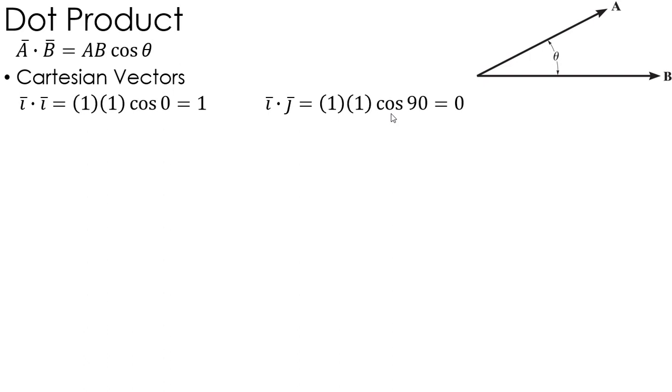So again, this is opposite from what we had with the cross product, because we're dealing with cosine instead of sine here. i cross i equals 0. Here, i dot i equals 1.